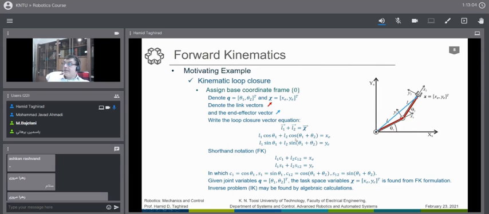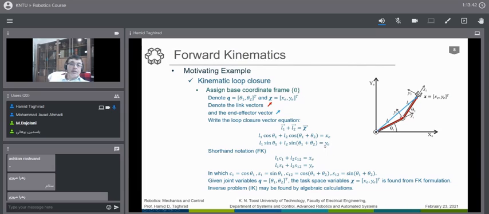L1 has two components, X component and Y component. This vector, since we are in a plane, we can represent into two components, component-wise. So L1 cosine theta 1, plus L2 cosine of the absolute angular value, that is theta 1 plus theta 2, gives you XE. And L1 sine theta 1 plus L2 sine of theta 1 plus theta 2 gives you YE.